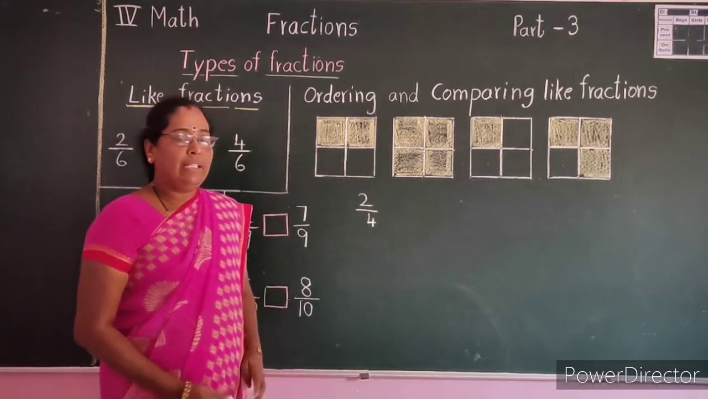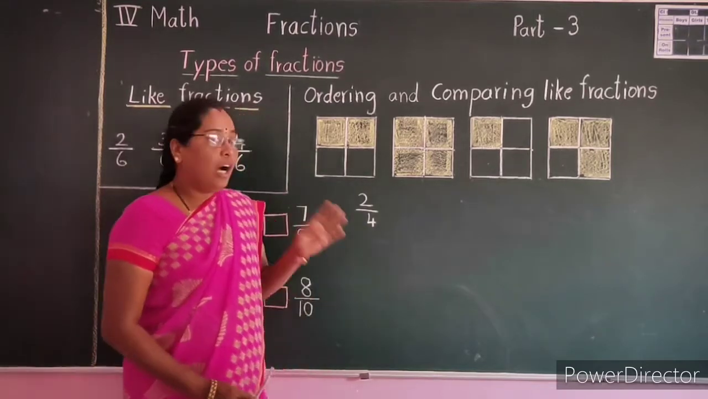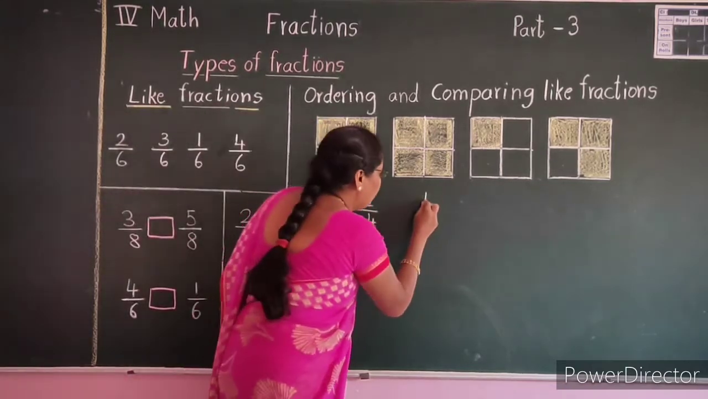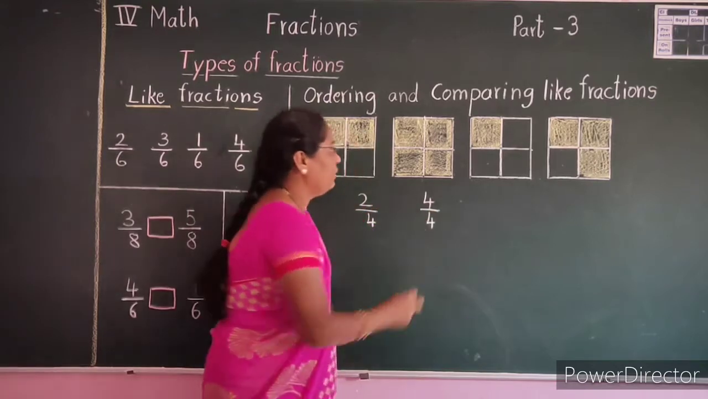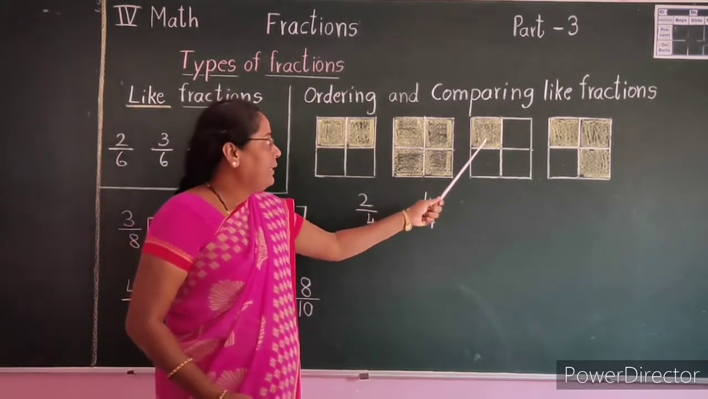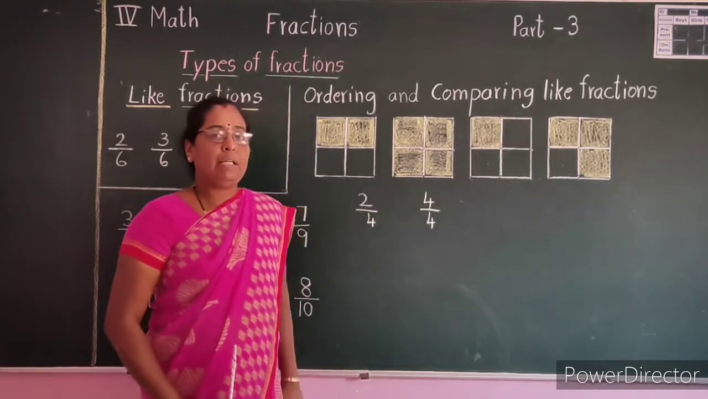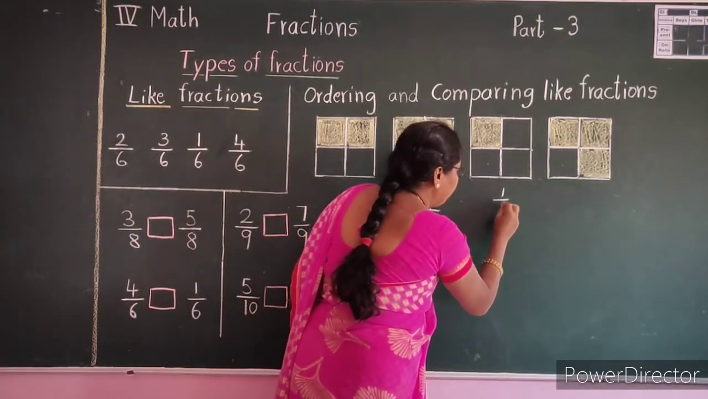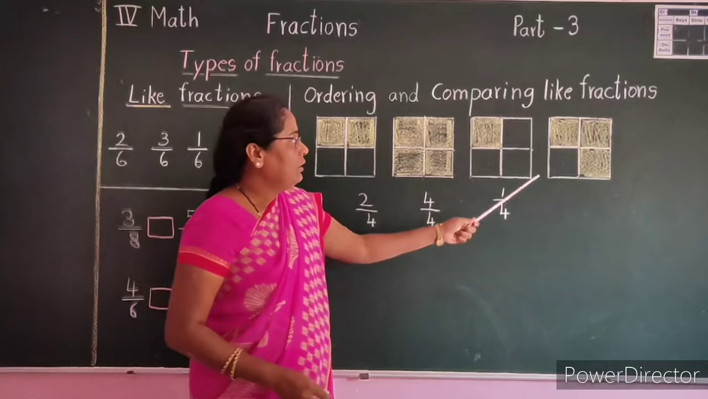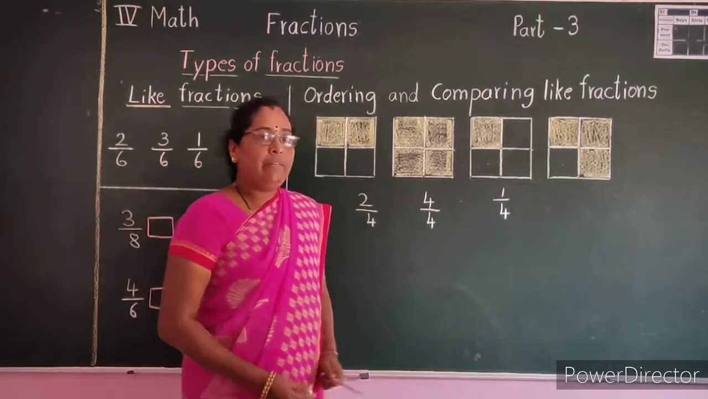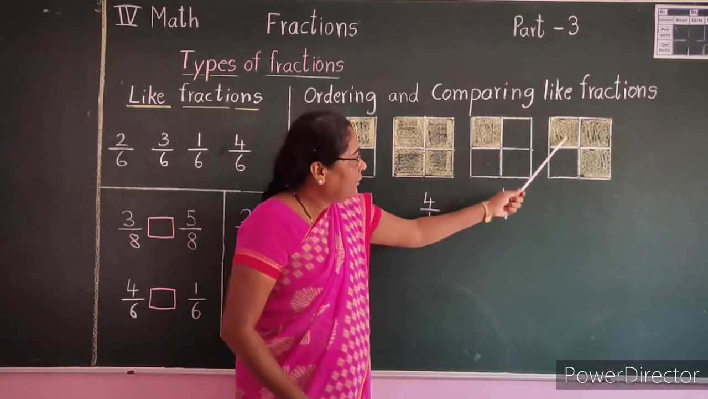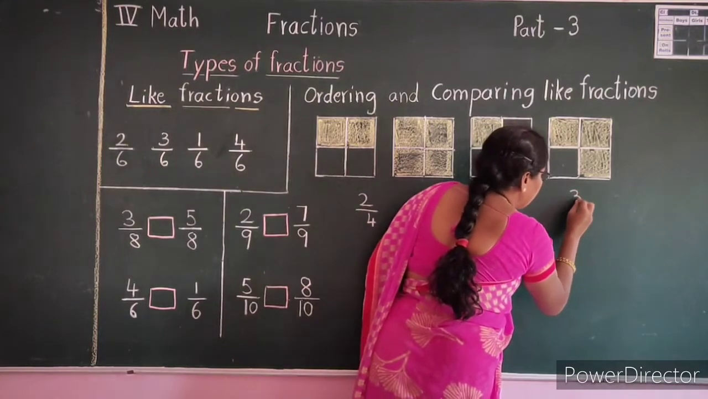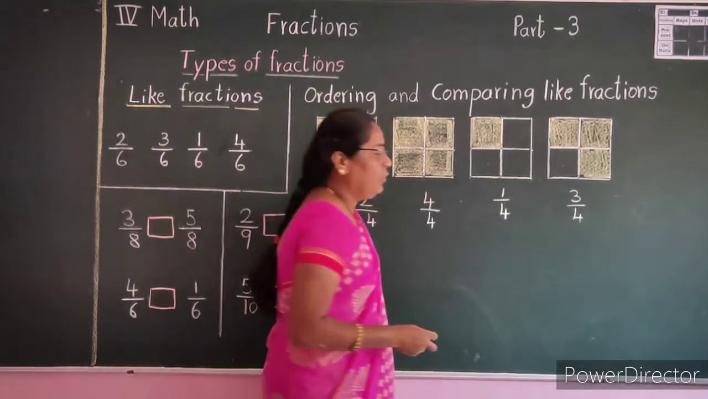Now see the second one. The square is divided into 4 equal parts and all 4 parts are colored. The fraction for this square is 4 by 4. Now another one. This square is also divided into 4 equal parts and one part is colored. The fraction is 1 by 4. The last square is also divided into 4 equal parts and 3 parts are colored. The fraction is 3 by 4.